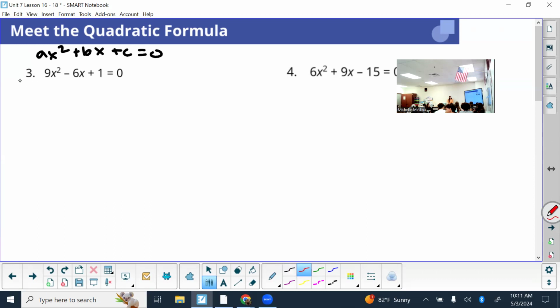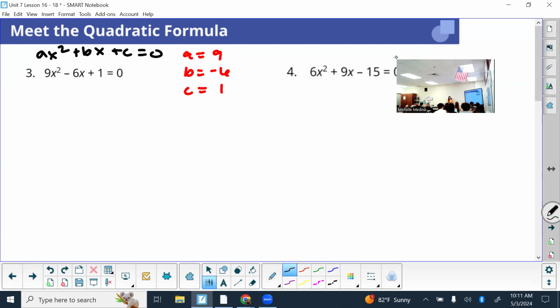I can just identify my A, B, and C. Table 6, someone other than Lauren, what's my A? Right. Table 7, what's my B? And table 8, someone other than Kadisha, what's my C? Good. All right, make sure that 6 is negative, it does make a difference.